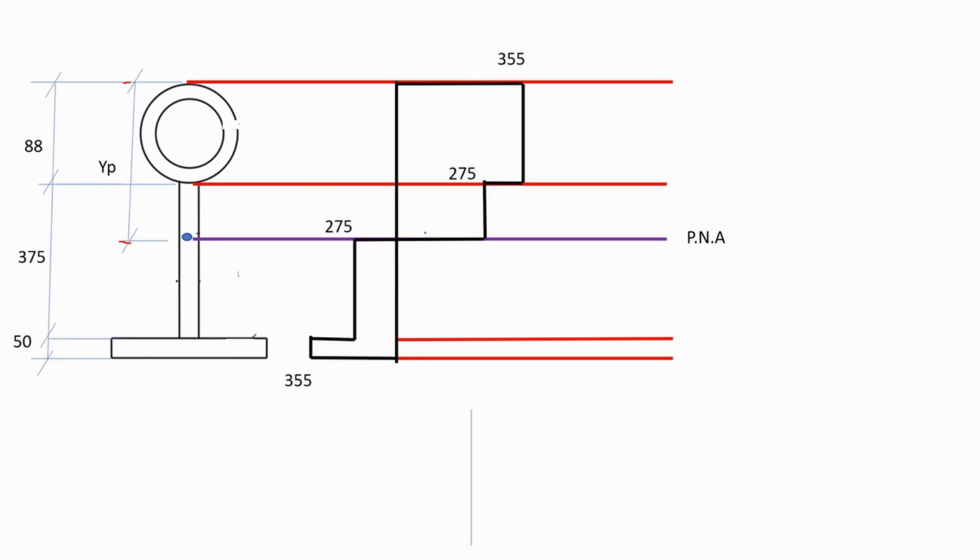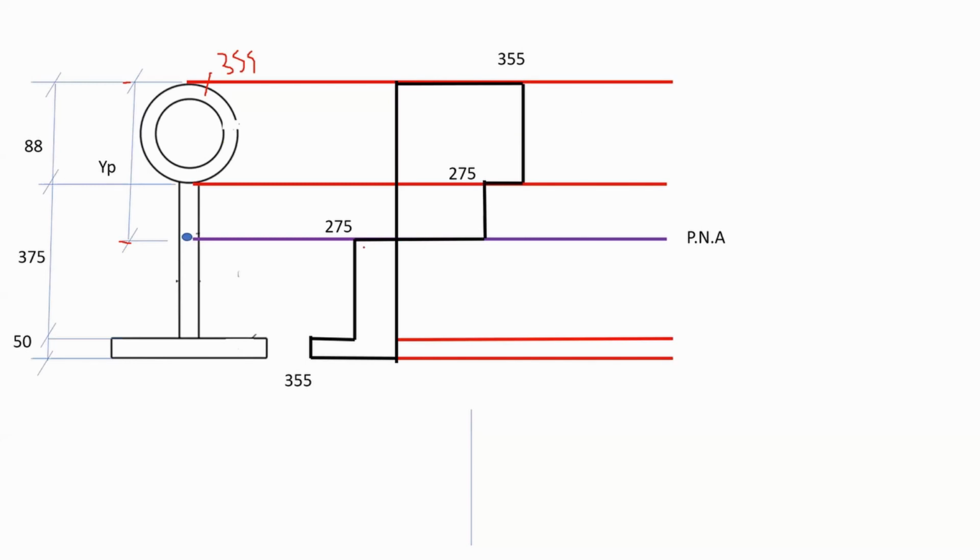So when we draw the stress diagram, as you can see here, I'm assuming that all the parts have actually reached or are above the yielding point. So in this case, since this is 355 capacity, this one's 275, and this one 355, this is how the stress diagram would look like.